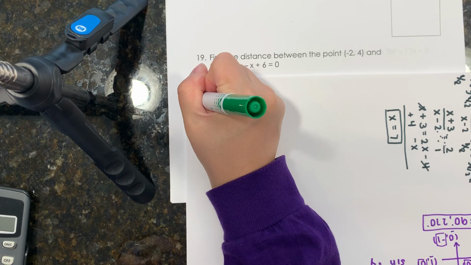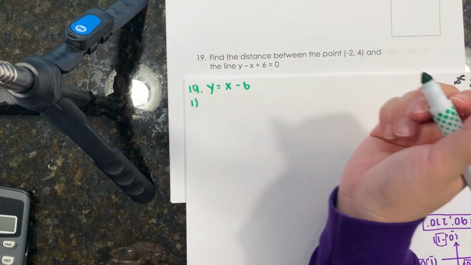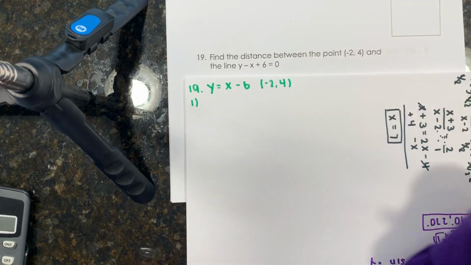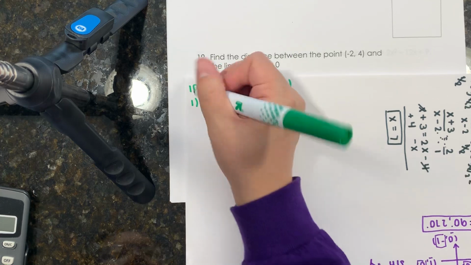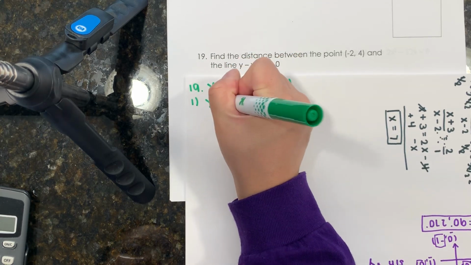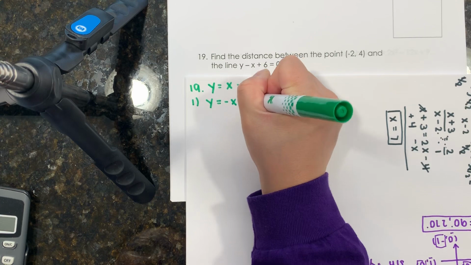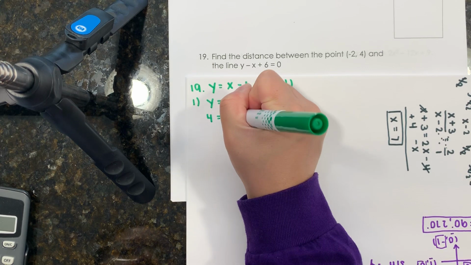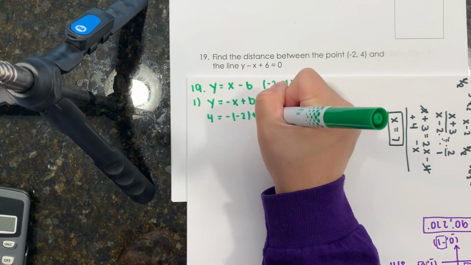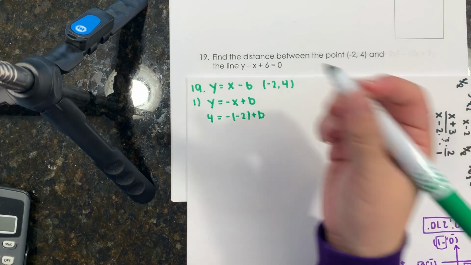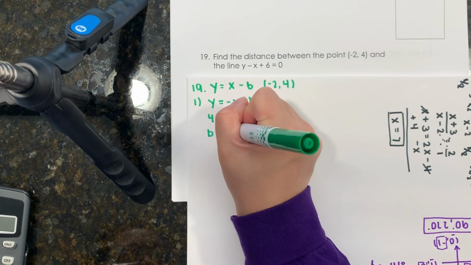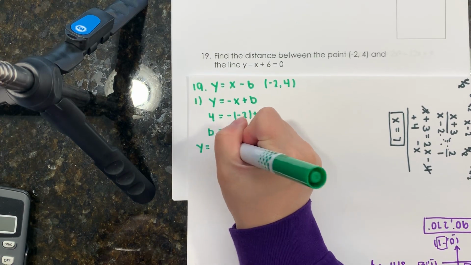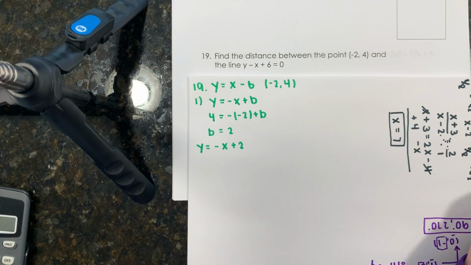Now, step number 1 is to find the equation of the line that's perpendicular to that line, but goes through the point (-2, 4). So I have to flip the slope and then solve for my plus b. So that would be -x plus b. Solve for b by plugging in my point, which would be 4 equals -(-2) plus b. So b would be equal to 2. So now the equation of my perpendicular line is y equals -x plus 2.